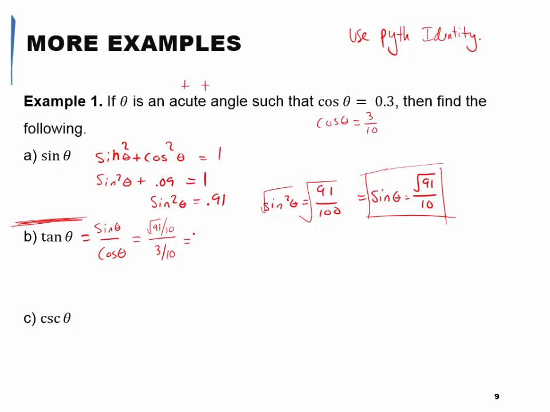Okay, this one turns out to be what? So it's square root of 91 over 3? Yes. Cool. Let's keep going.